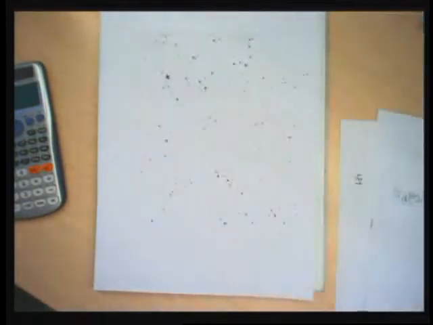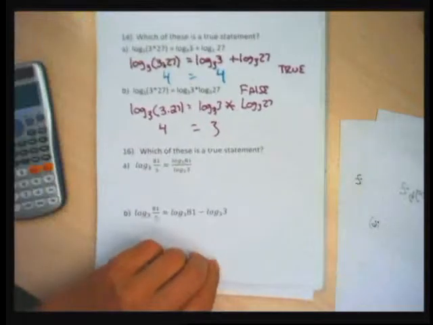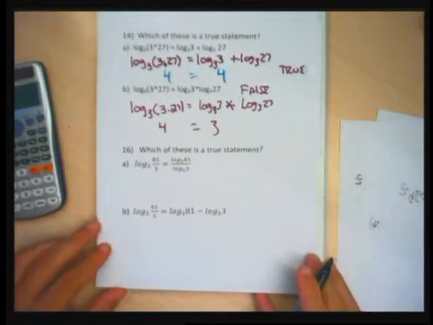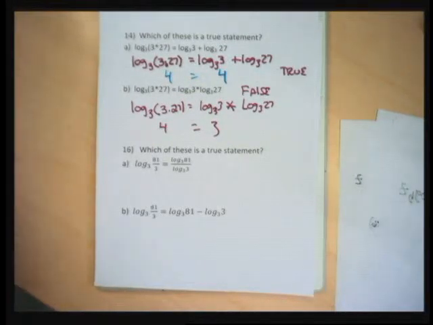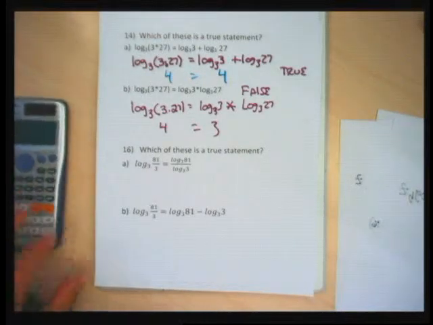Almost ready for the packet. I'm going to do this problem in the packet just to illustrate how the rules do and don't work. Hopefully. So problem 16 gives me a part A and a part B. One part is true, one part is false. And I'm supposed to decide which one of these is true, which one is using the rules properly.